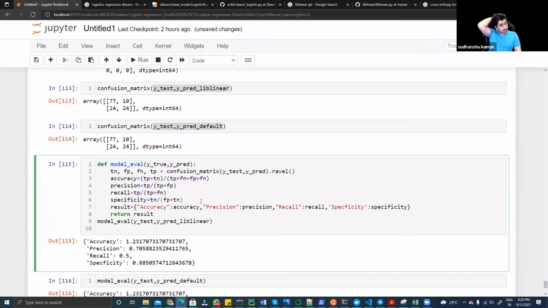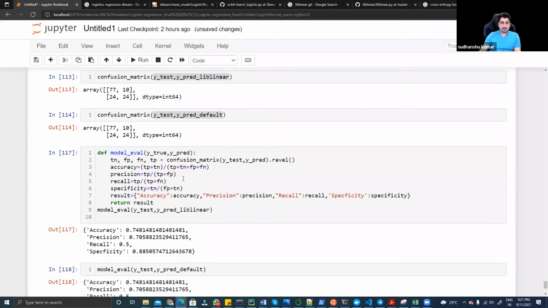Yes. So now accuracy wise, I think you have made some mistake. True positive, true negative, true positive. I think he has made some mistake. See, accuracy should not be 1.23. I think Baba has made a little mistake. So true positive plus true negative divided by true positive, true negative, false positive, false negative. This is the accuracy. Okay, so accuracy is equal to 74%.